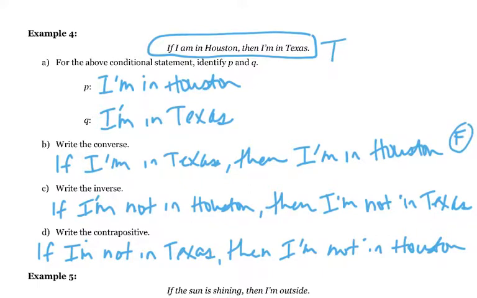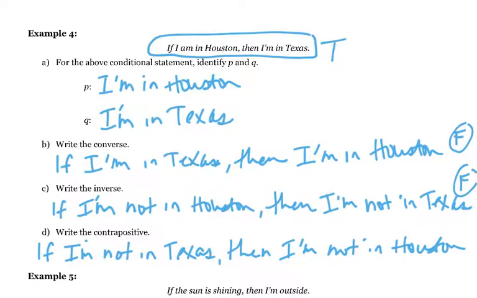If I'm not in Houston, then I'm not in Texas. That statement is false. Because if I'm not in Houston, well, that means I could be in Dallas, right? But if I'm in Dallas, then I'm still in Texas. So that statement would be false.